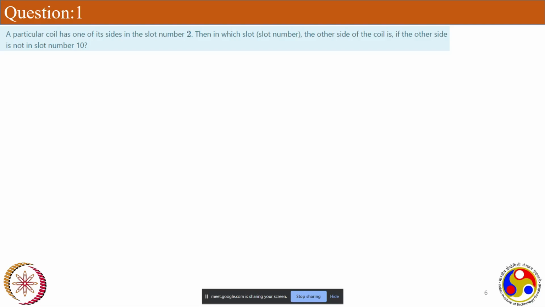Now, a particular coil has one of its sides in slot number 2. Then in which slot is the other side of the coil, if the other side is not in slot number 2? Before getting into the question, number of slots is equal to how many slots? 64, right? And number of poles are how many poles? 8 poles. From this, what is the coil span? Coil span is nothing but slots per pole, right? 64 by 8. It is 8.